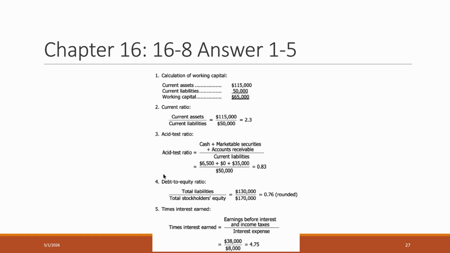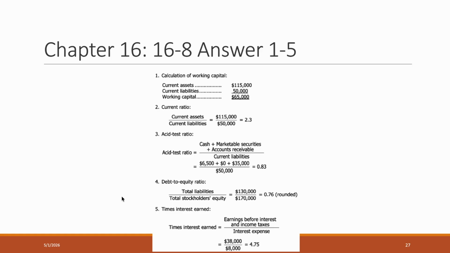All right, moving to the debt to equity ratio. It's going to be total liabilities divided by our total stockholders' equity. So our total liabilities given to us is $130,000, and our total stockholders' equity is $170,000. So that gives us a rounded debt to equity ratio of 0.76.